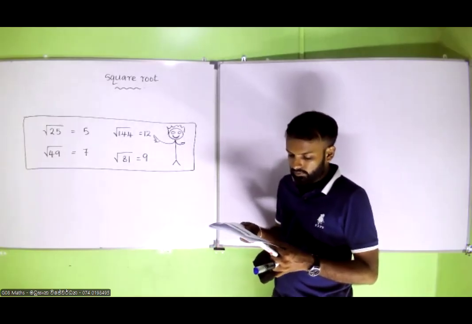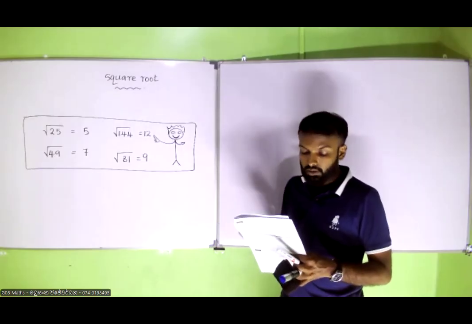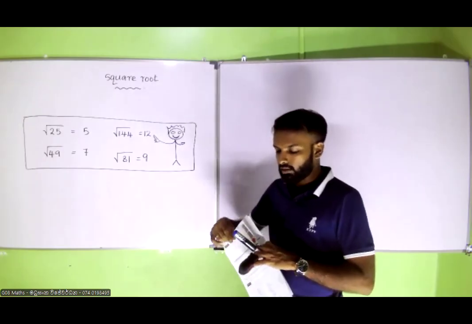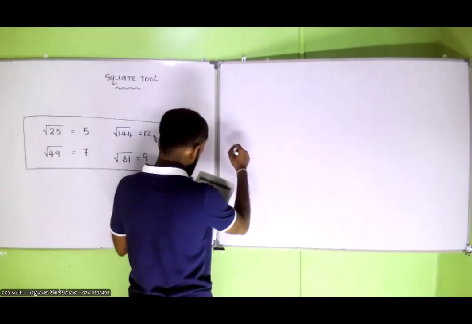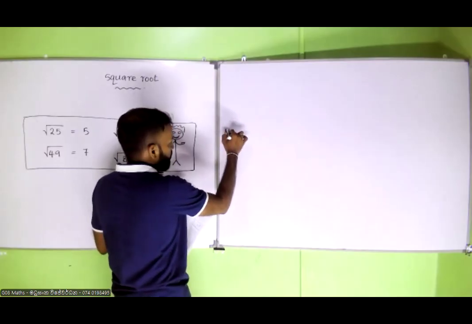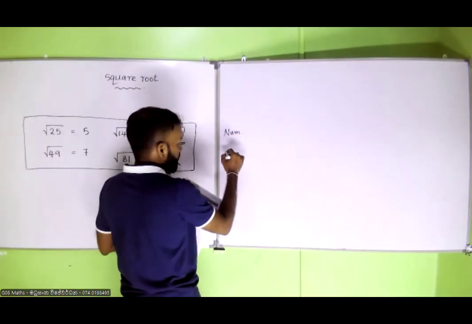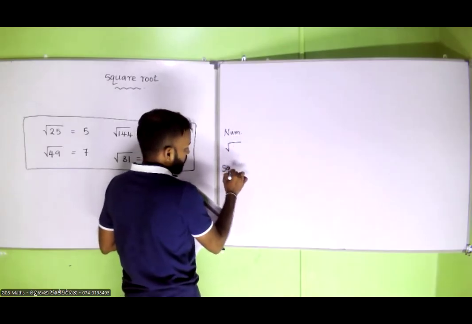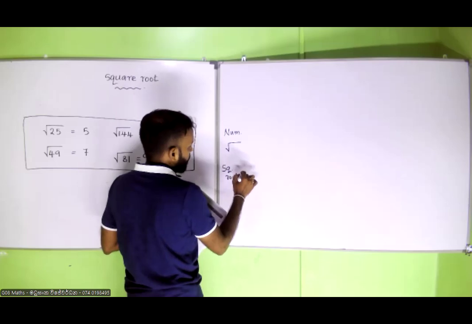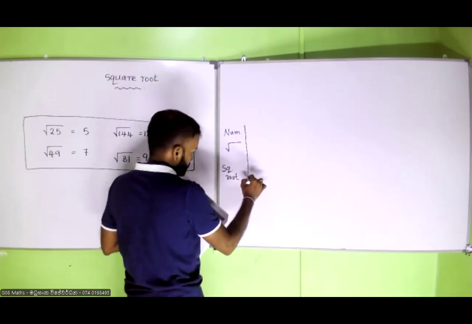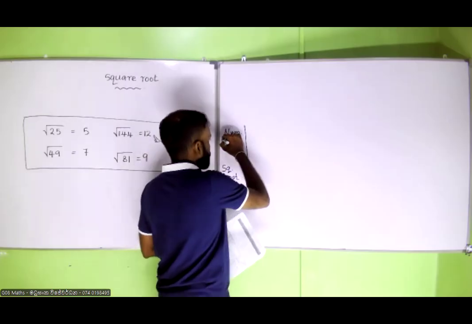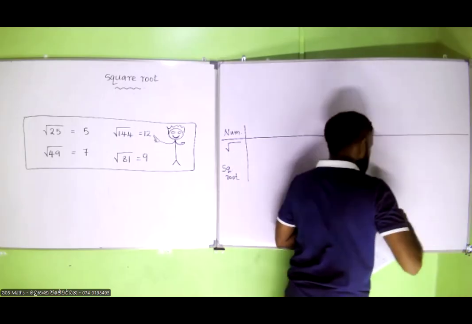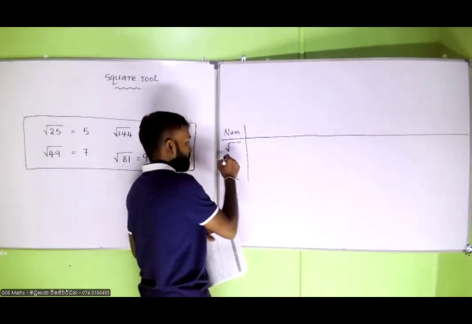Right. Okay. So let's fill the table below. Here you have the number, then the square root symbol, then the square root. We are doing the same thing.